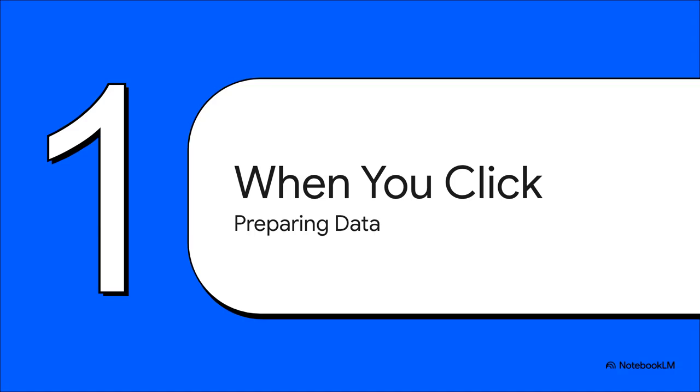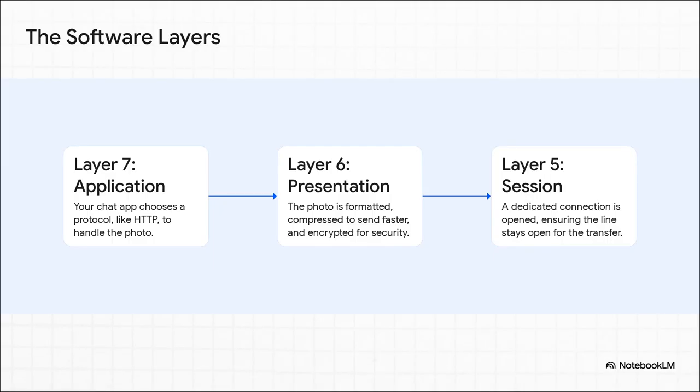The whole thing kicks off at the very top of the model, in the layers that are closest to you, the user, and the app you're using. People often call these the software layers, and their only job is to get your data packed up and ready for the road. First up, we have layer 7, the application layer. This is where your chat app says, okay, we're sending a photo, and picks a protocol, like HTTP if you were on a website, to handle it.